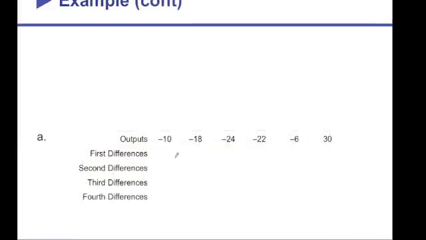So here we have to find the differences. And it does make the difference, it's going from left to right. From negative 10 to negative 18 is down 8. So make sure you make that negative 8. Then from negative 18 to negative 24 is negative 6. From negative 24 to negative 22 is 2. Negative 16 to negative 6 is 16 up. And negative 6 to 30 is 36 up. Those are our first differences.